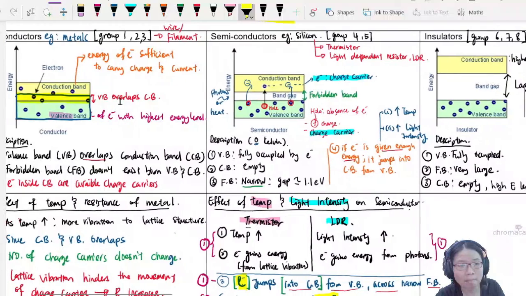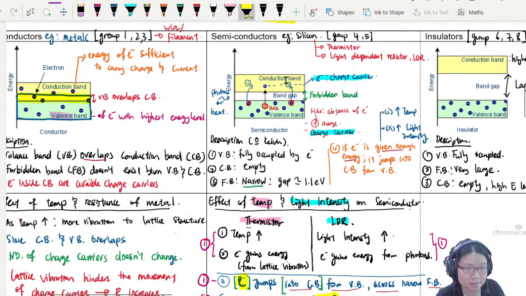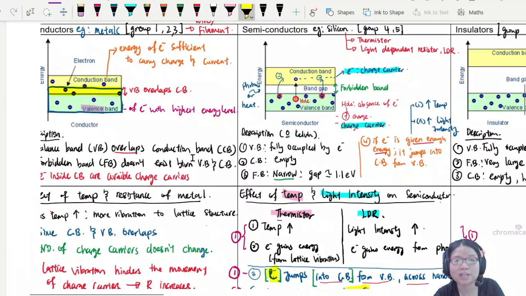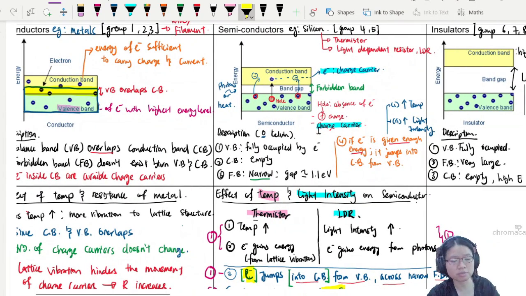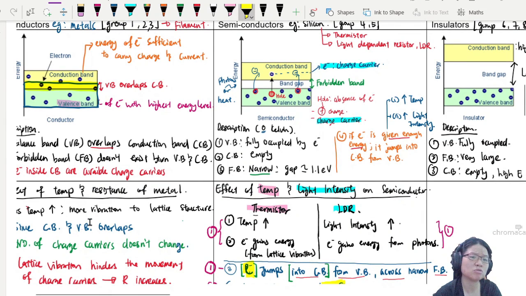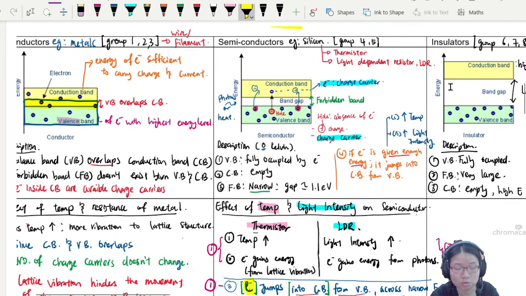Okay, what happens when the electron jumps? All right, so this will actually help us explain why when we do experiment, when we shine a light on this material, resistance decrease. We shine a light on another material, resistance no change. You heat up this material, resistance decrease. You heat up the other material, resistance increase. Why? So we can use this band theory to explain.